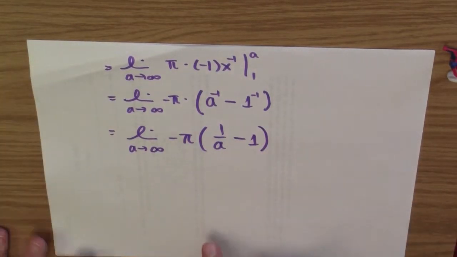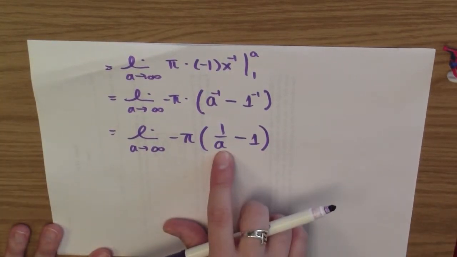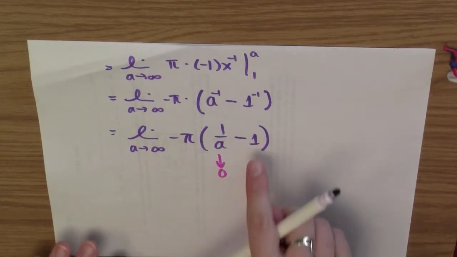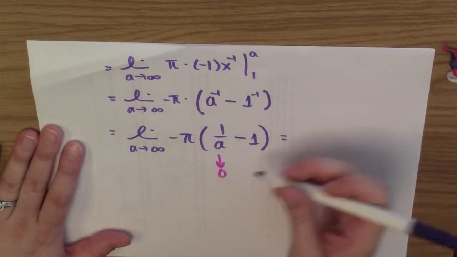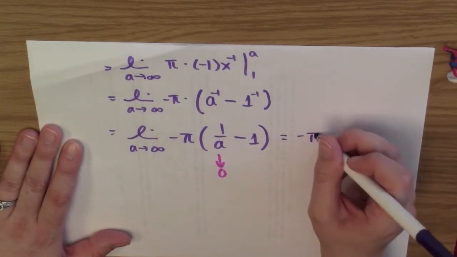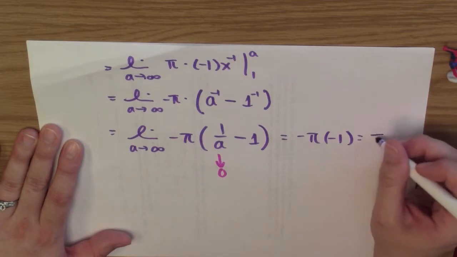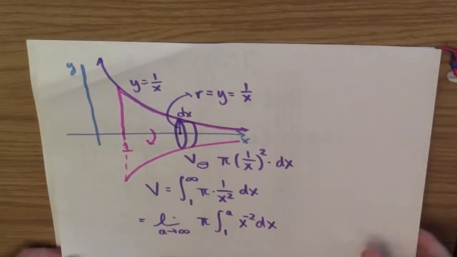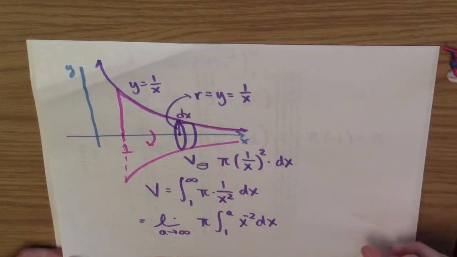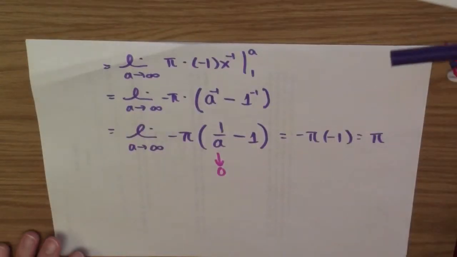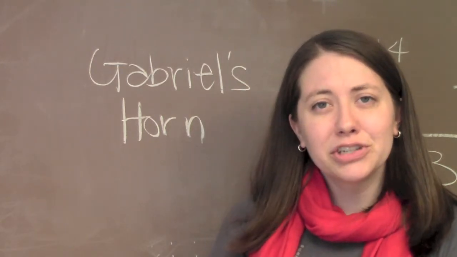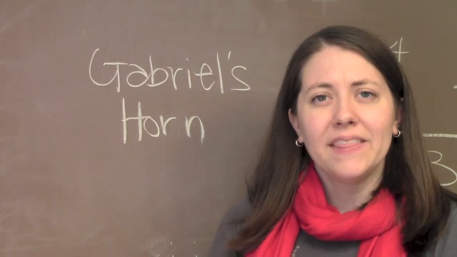Okay, so now what happens as a goes to infinity? Well, as a gets really large, this piece of my equation gets closer and closer to 0. So this goes to 0, and 1 just stays itself, so the limit of this thing is negative pi times -1, or just pi. So the volume of Gabriel's horn, this infinitely long trumpet-looking thing, is actually equal to pi. So we found that the volume of Gabriel's horn is actually a finite number. This is pretty crazy.